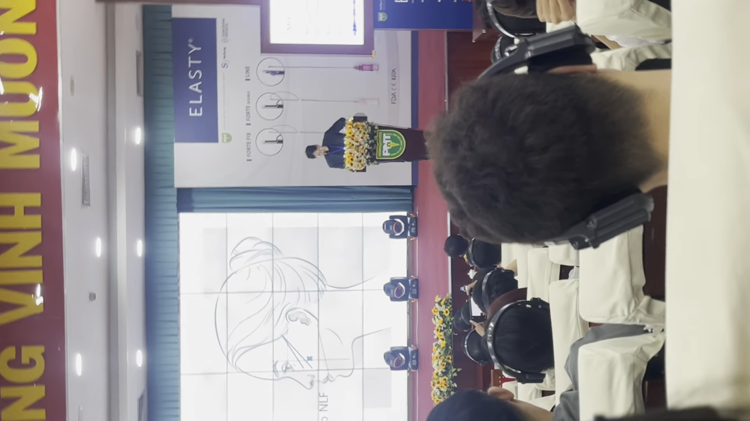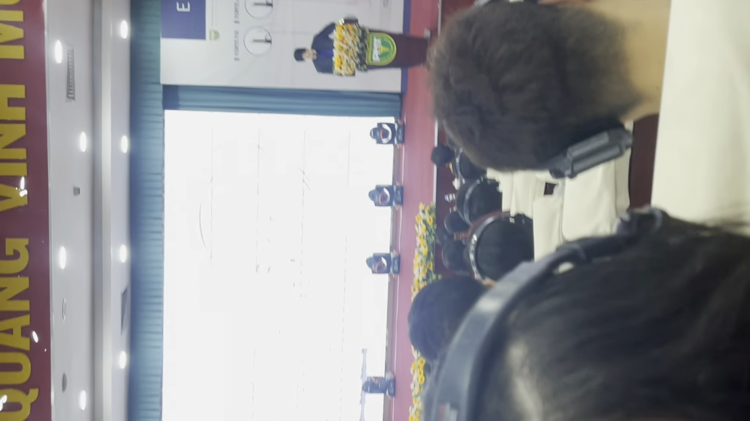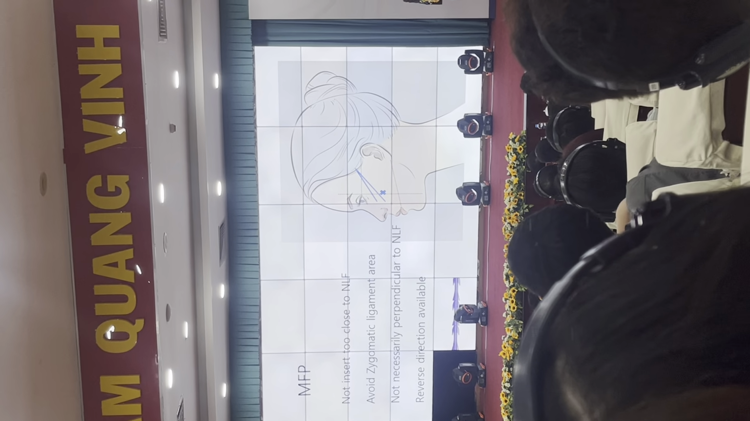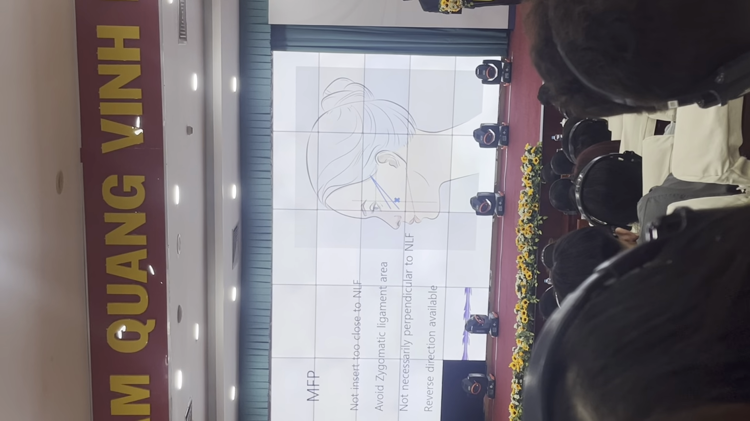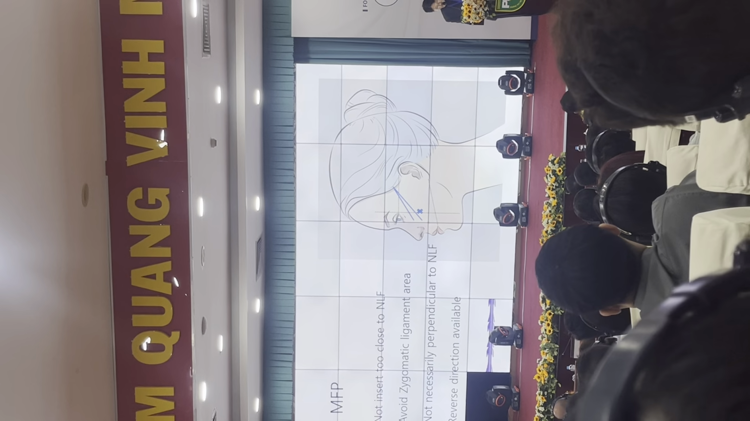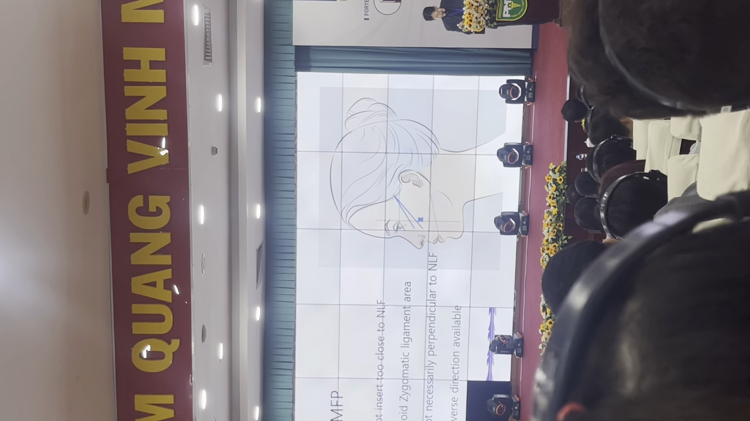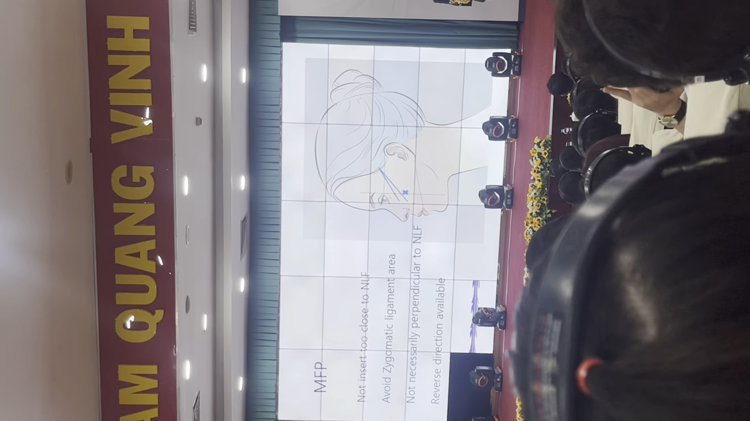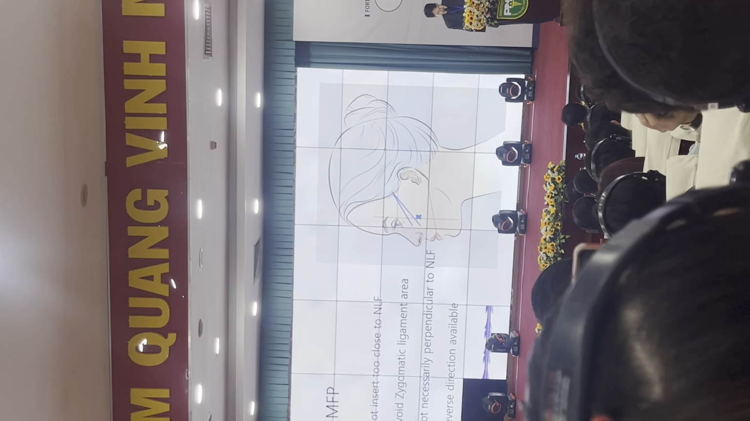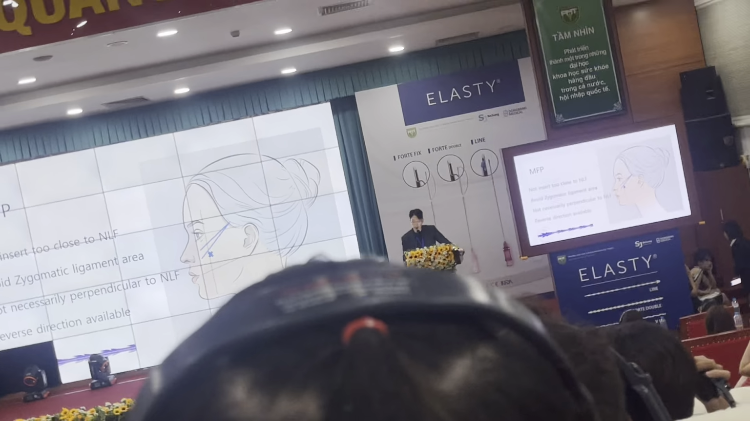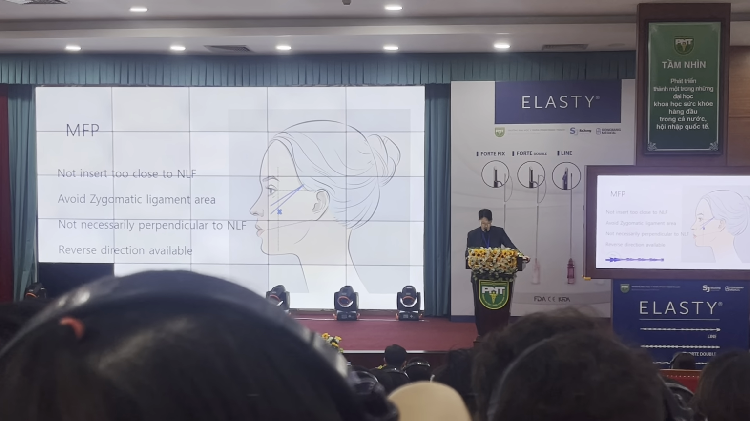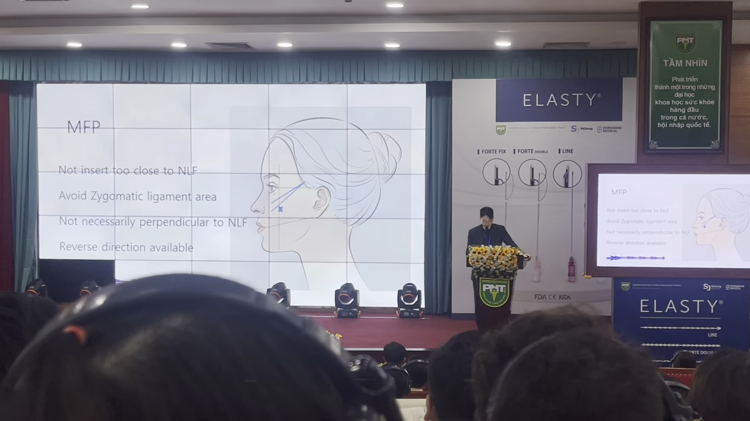To do real thread lifting, first of all, mark the zygomatic ligament area to avoid it. Then insert two threads at each point. To target the malar fat pad, insert at the temporal hairline just above canthal level, but not too close to the nasolabial fold. It means you don't need to insert the cannula fully. I usually insert the thread until mid-pupil level, and it does not have to be perpendicular to the nasolabial fold.